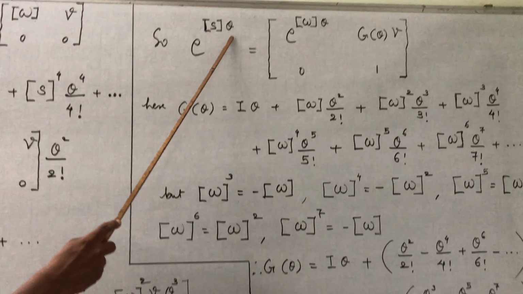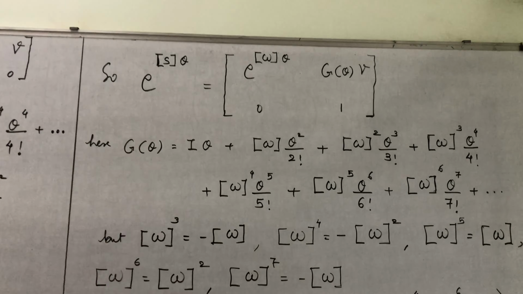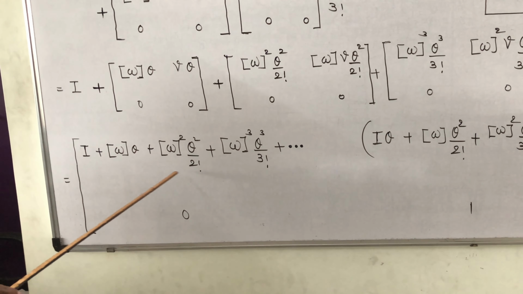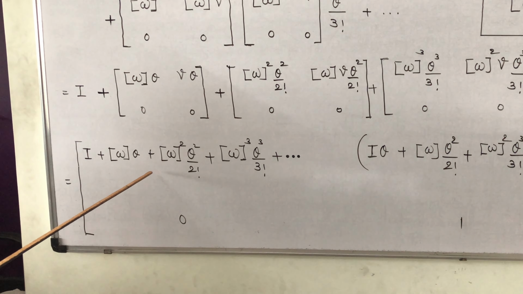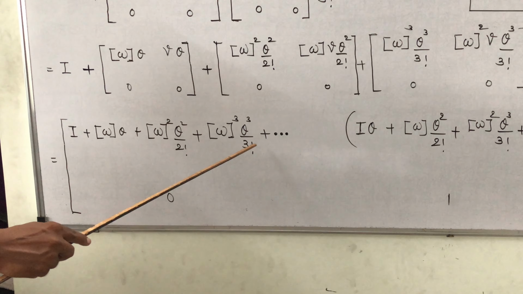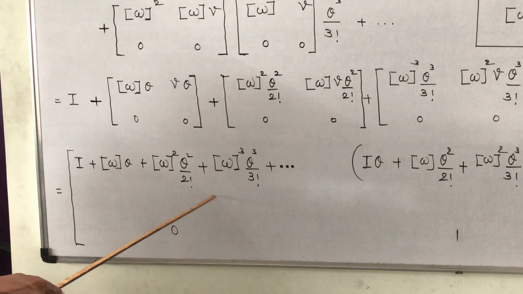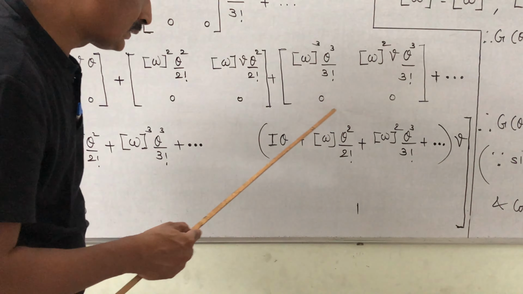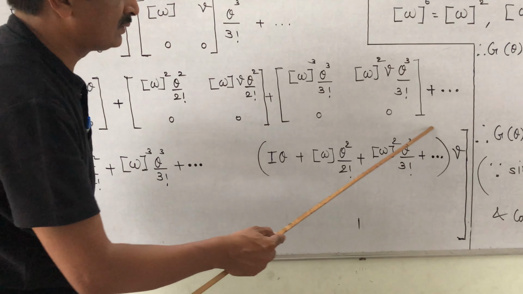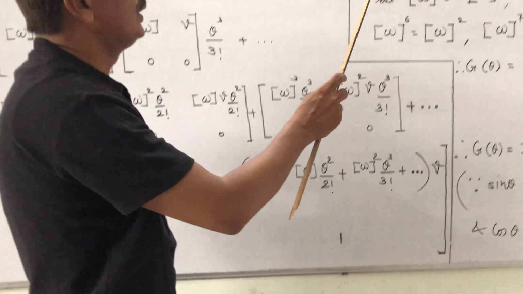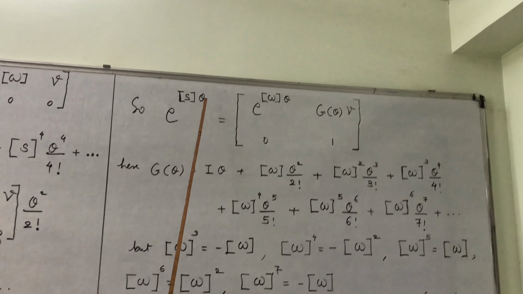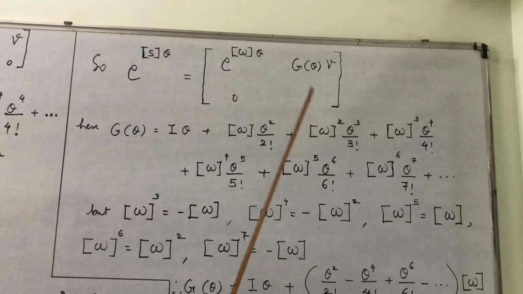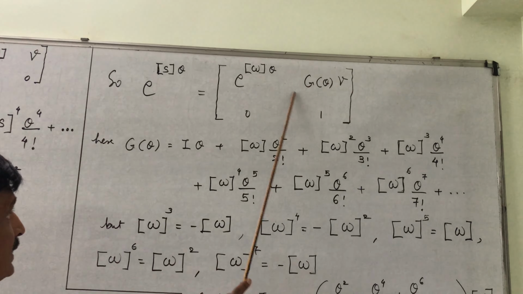So e raised to s theta, focus here, this one is nothing but e raised to omega theta. We have already studied this in the previous video. This one is e raised to omega theta, skew symmetric omega theta, and this one, suppose this is g of theta. So we can write e raised to s theta equal to e raised to omega theta, g of theta into v, 0, 1. Now what is g of theta?